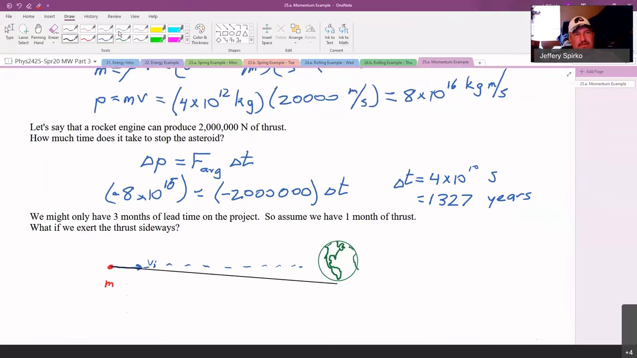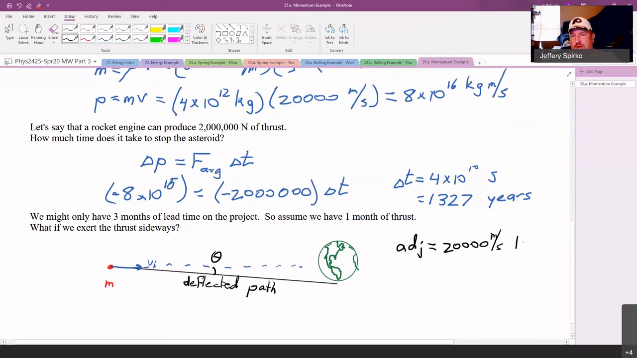So down here we have the deflected path with an angle theta. I want to find this angle, and in order to find the angle, my adjacent side is 20,000 meters per second times 1 month. That's basic constant velocity kinematics.